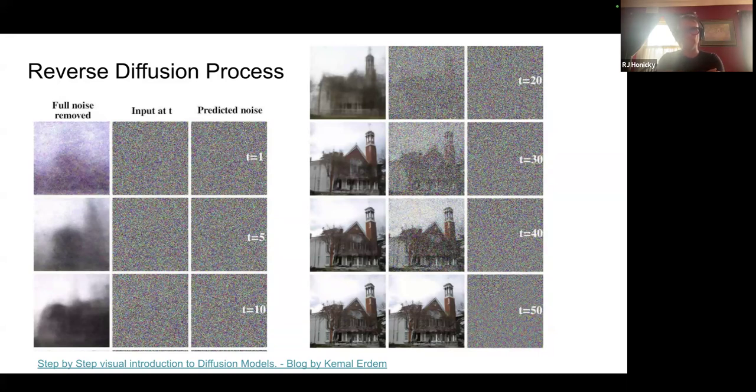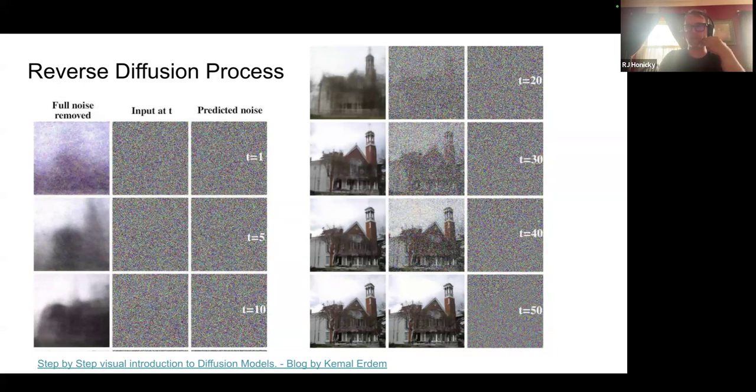But if you look on the right, maybe starting on the right, you see that the predicted noise at every step, you can't really make any sense of it, right? It's all just noise. And then the middle column, you have slightly more and more refined pictures, and then on the left you have this sort of full noise removed column.